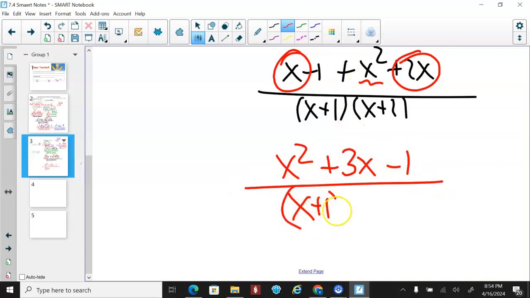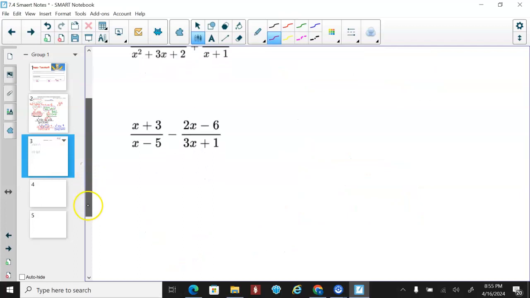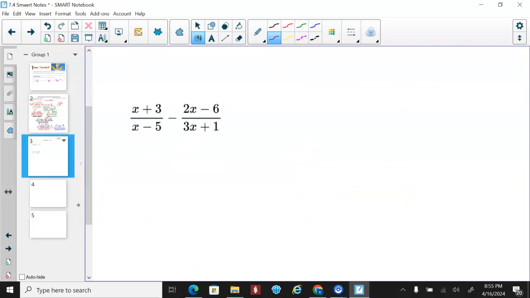So x plus 1 and x plus 2, okay? Now again, you're going to take x plus 1 equals 0. X cannot equal negative 1, and x cannot equal negative 2. Okay, so these are your undefined and extraneous solutions. Pause that if you need to, please. All right, you try number 2 with your negative.